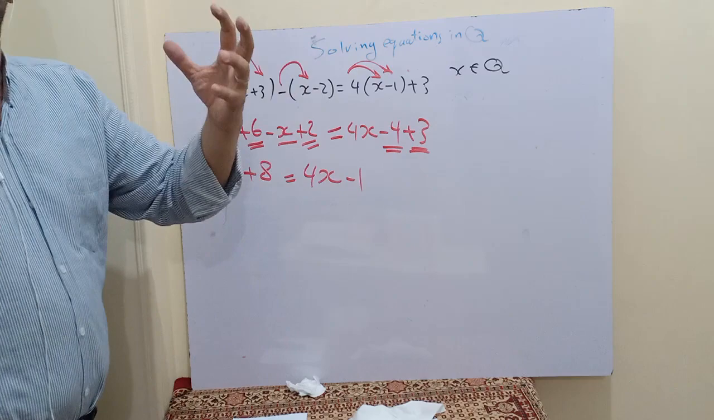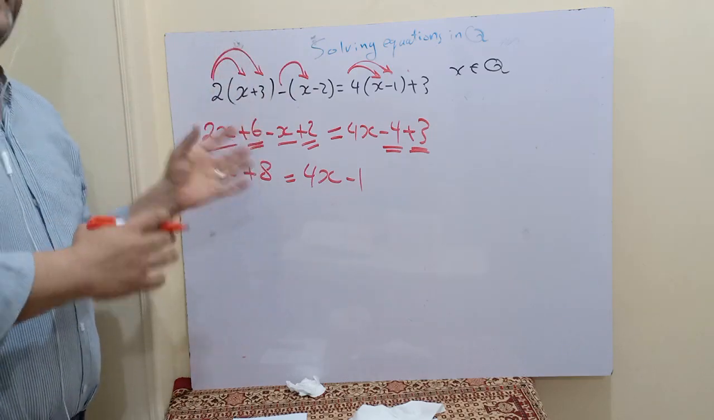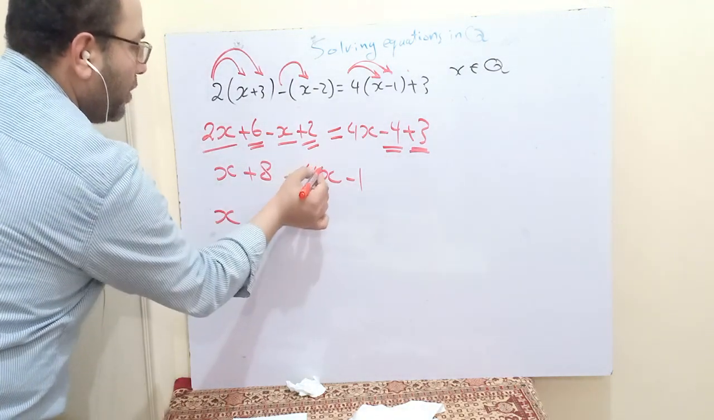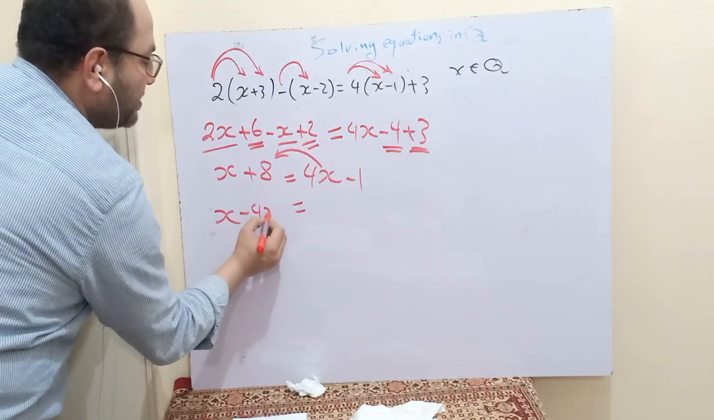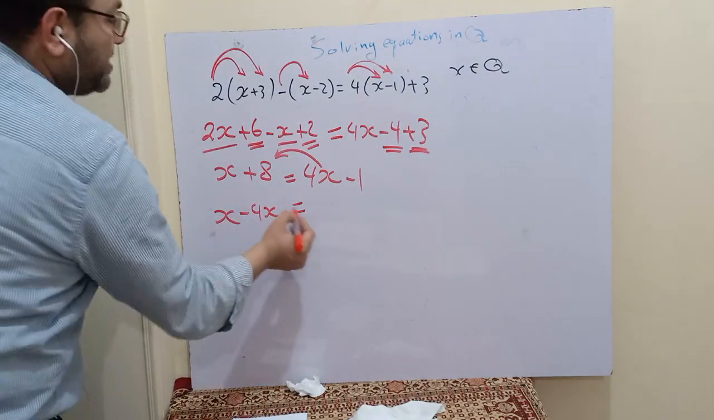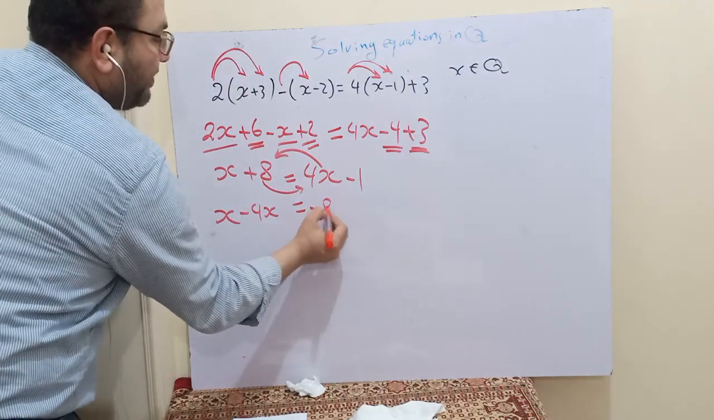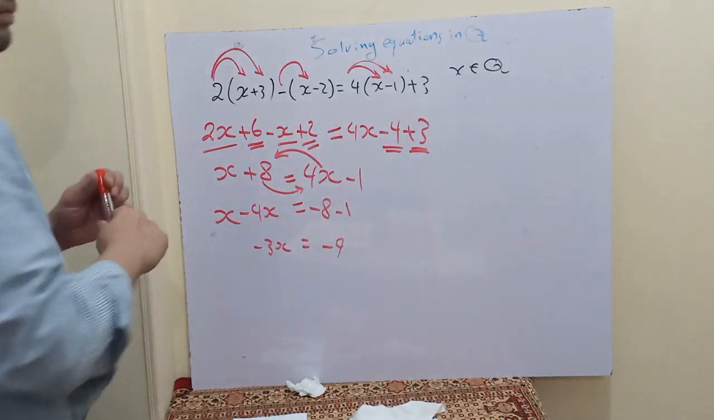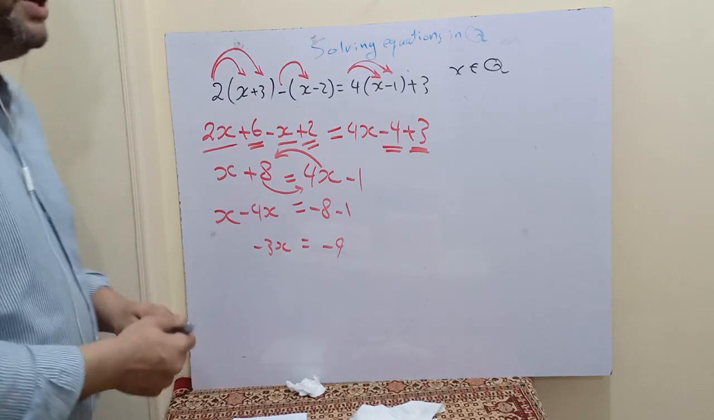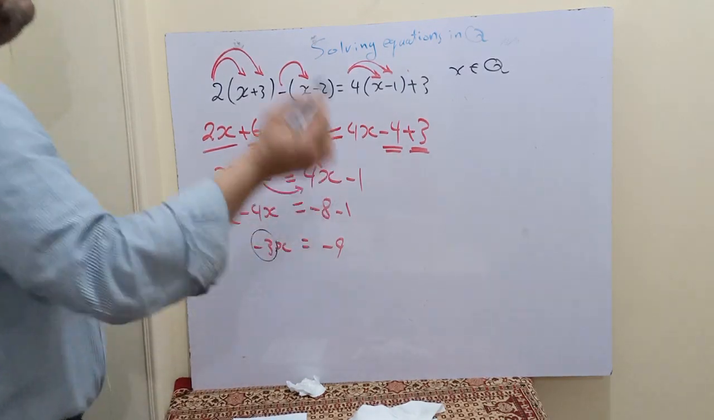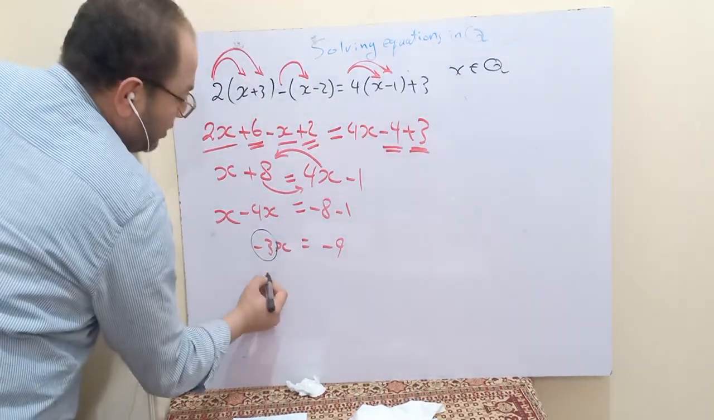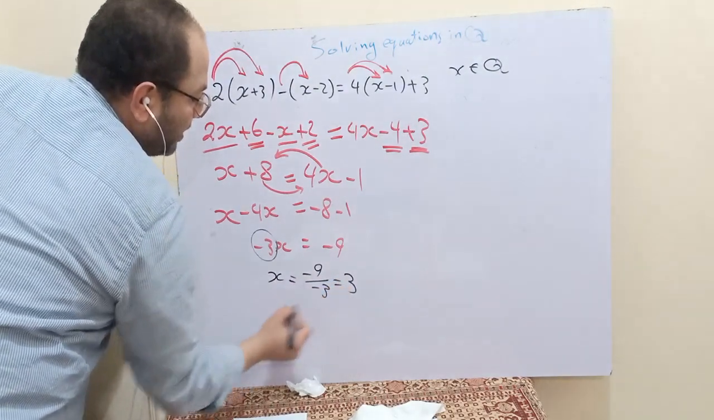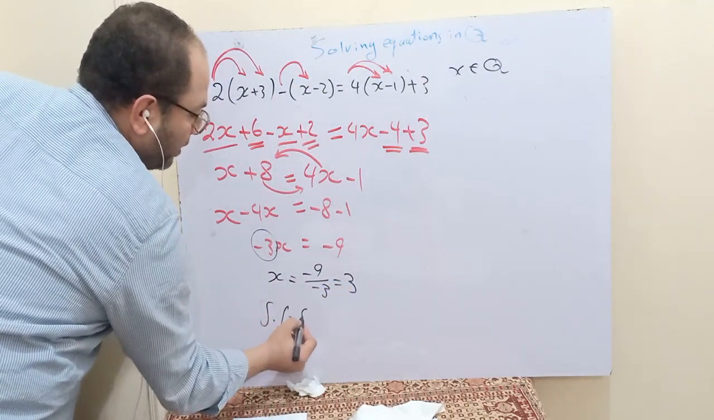We will collect the variables on one side and the numbers on the other side. Then x - 4x = -8 - 1, which is -9, so -3x = -9. x has a coefficient of negative 3, so we divide by negative 3. Then x equals -9 divided by -3, which equals 3. Then the solution set equals {3}.